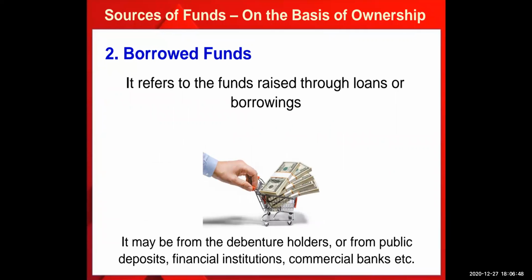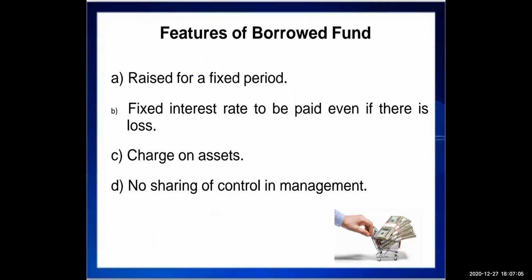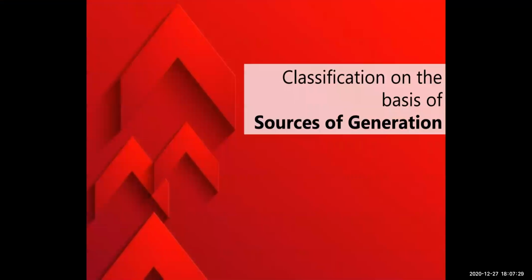And on the basis of ownership, the second is borrowed fund, which means you are raising the fund through borrowings, either through loans or through any of the borrowings like debenture holders or public deposits, financial institution, and commercial bank. So this borrowed fund is raised for a fixed period of time at a fixed interest rate to be paid even if there is a loss. So when you borrow from any of the sources, you have to pay the interest rate irrespective of whether your business is earning profit or loss. And it is a charge on the asset and no sharing of control in the management.